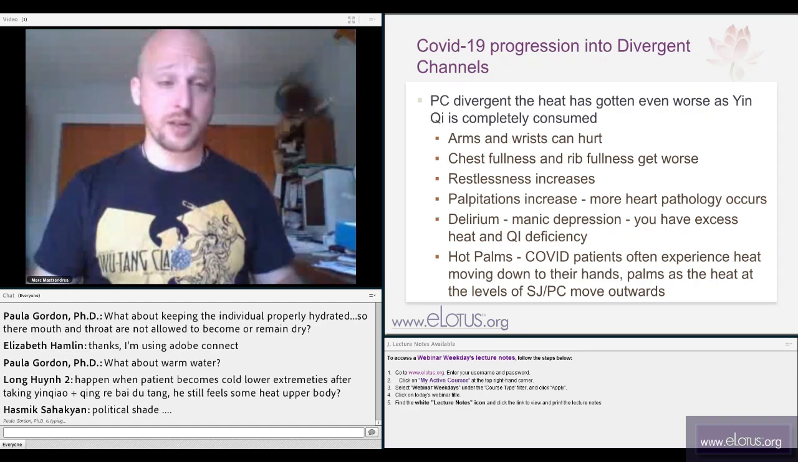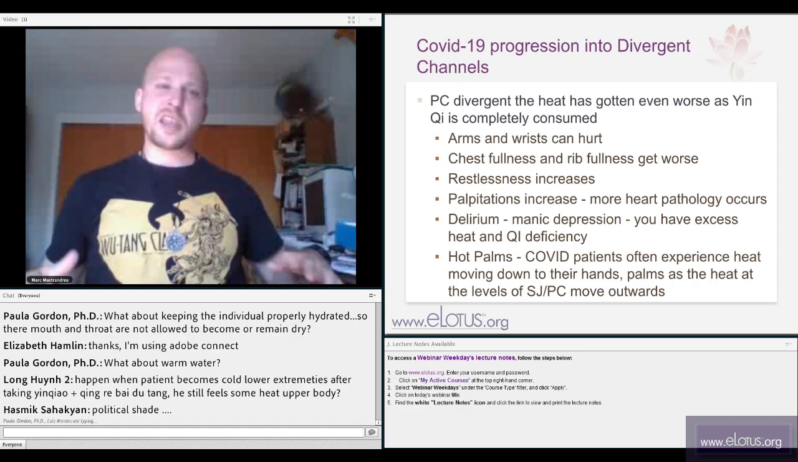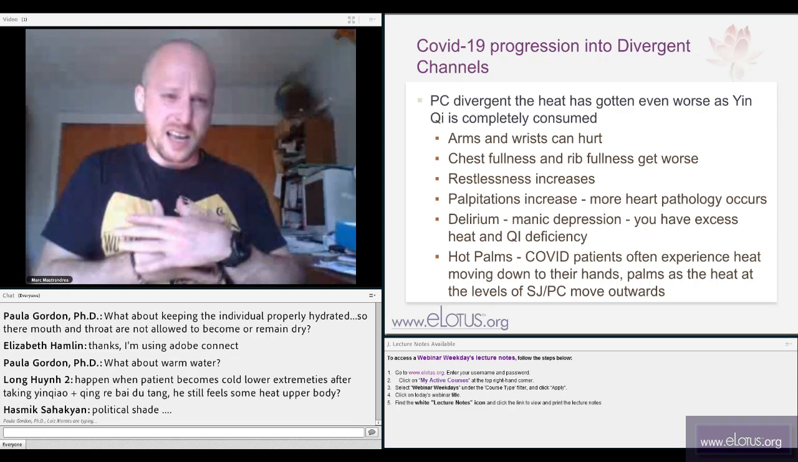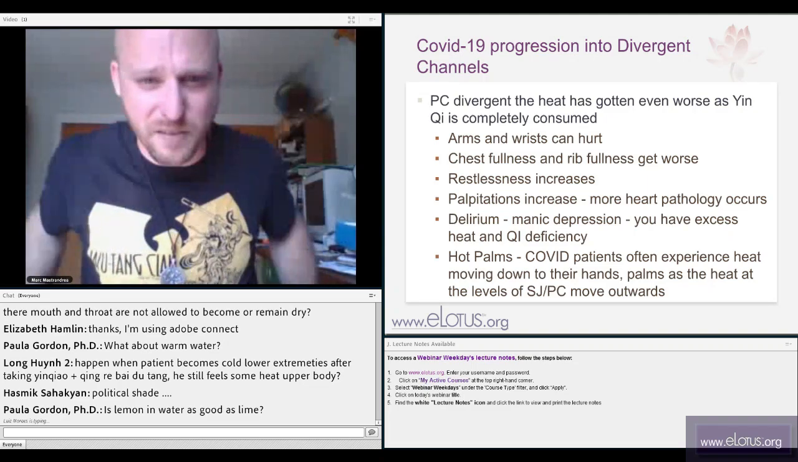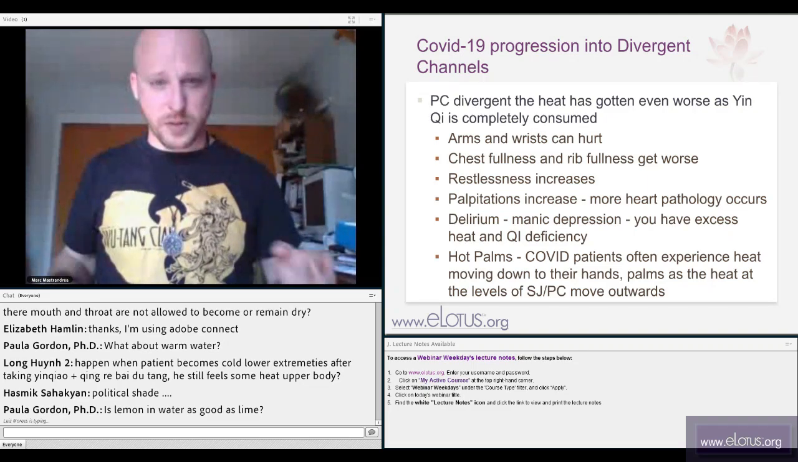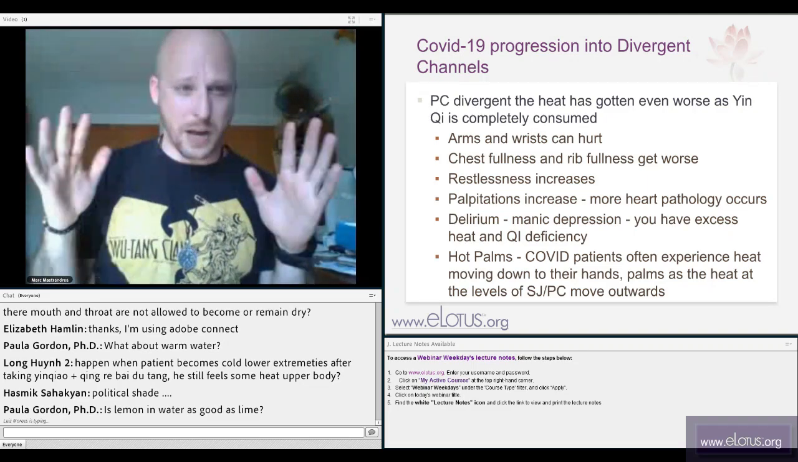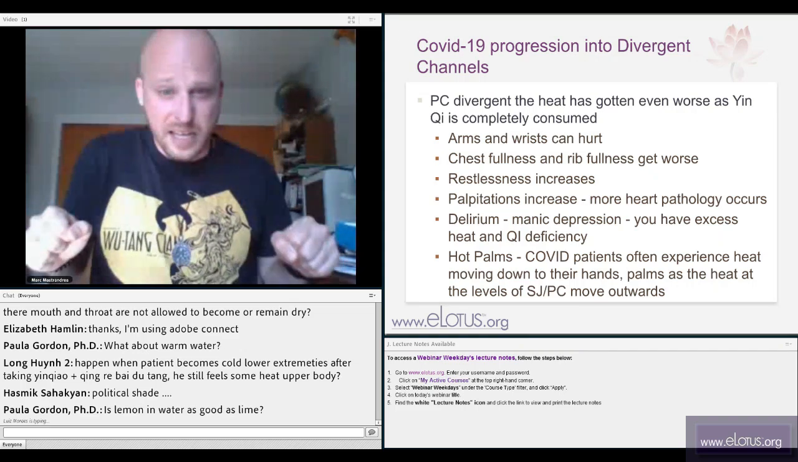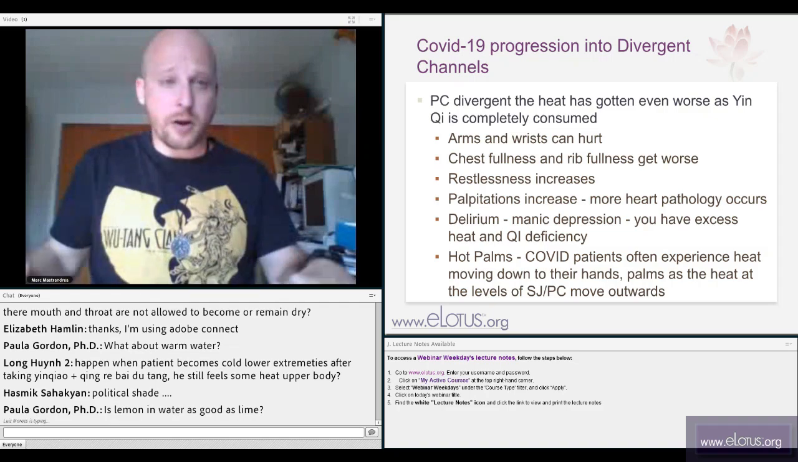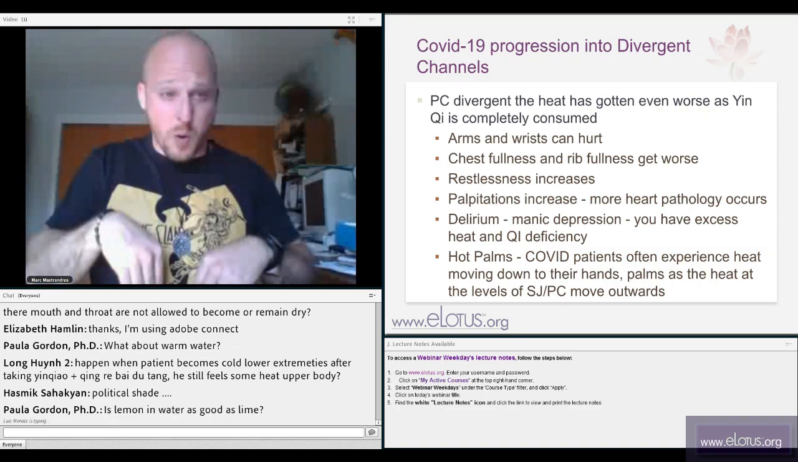Hot palms. You're going to notice this. This is very interesting. COVID patients might feel like they have heat here and the rest of their body's kind of cold, but they're going to say, oh, my palms are hot. My feet feel hot. Particularly the hands more than the feet, the palms are going to be hot because of the pericardium channel going to the hands. So why? Because the heat is trying to move outwards. The pericardium and the sanjiao are trying to keep it from moving where?